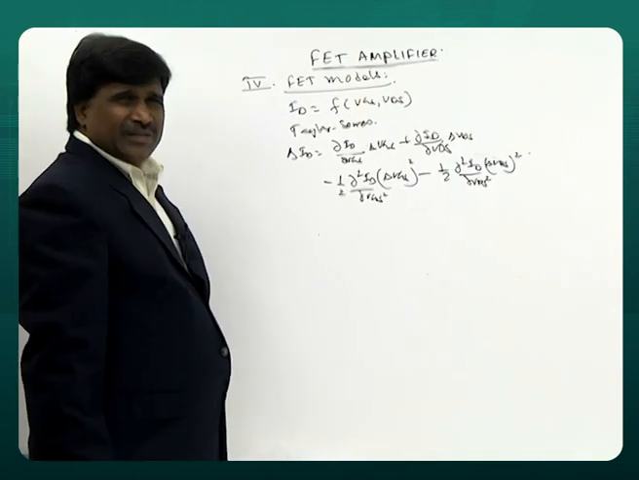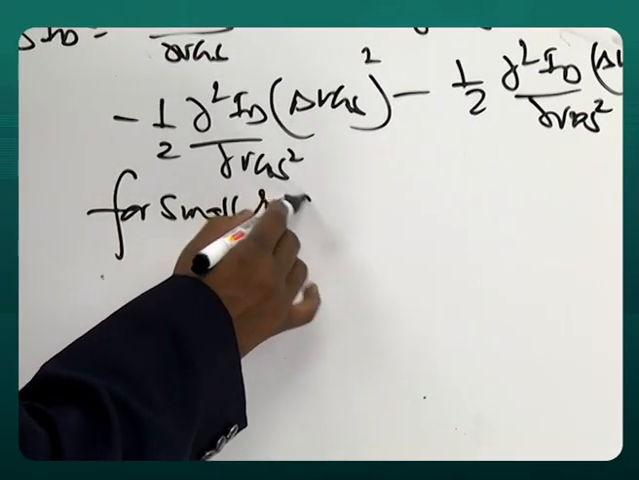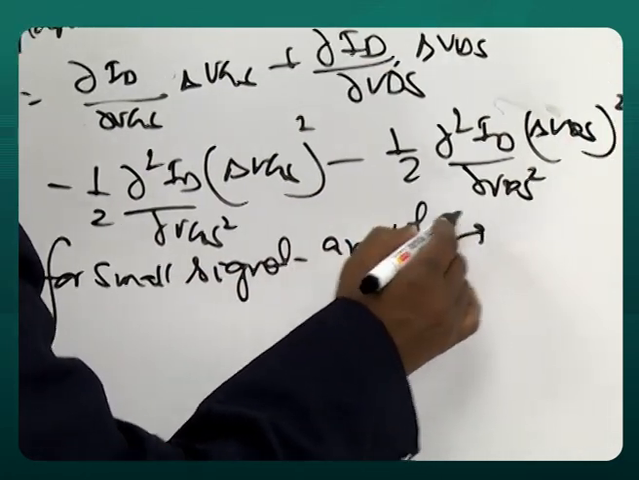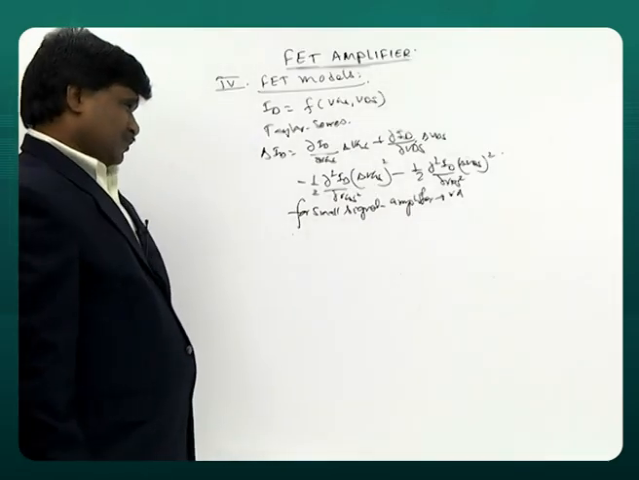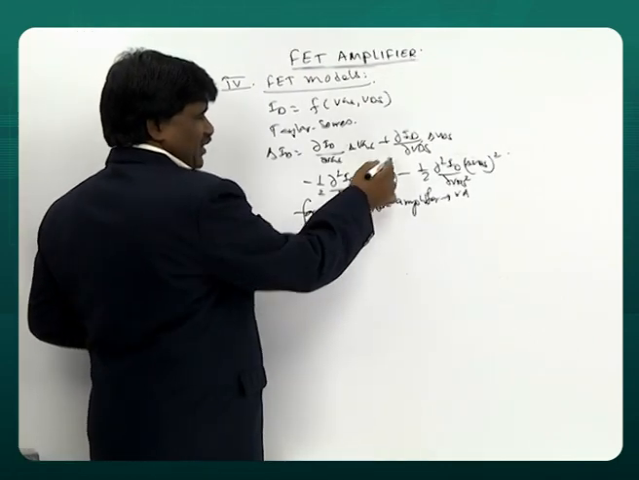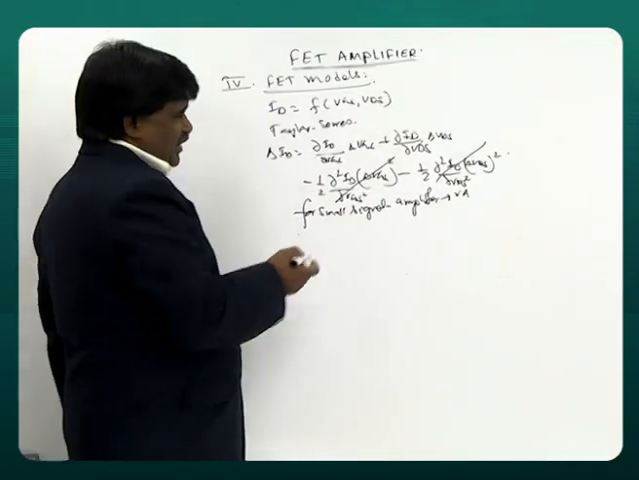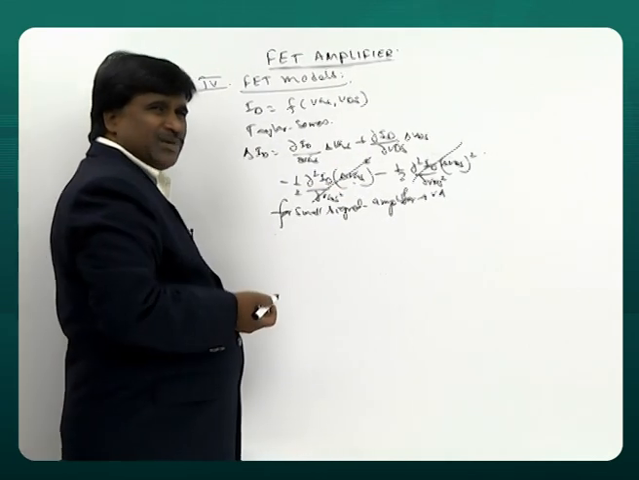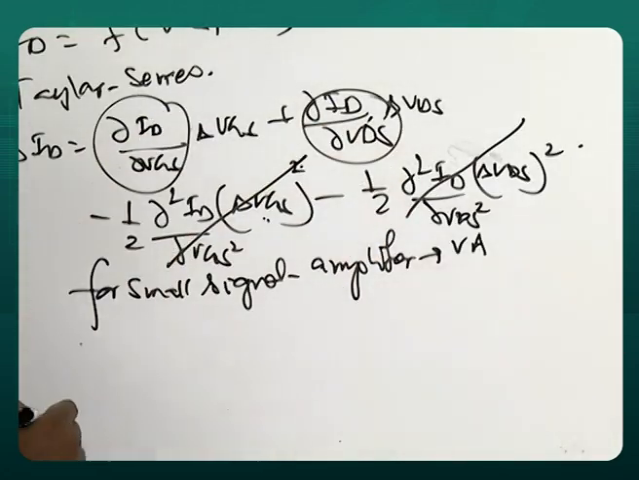What am I saying here? For small signal, we are going to really talk about small signal amplifiers. Small signal amplifier means signal is small, that is voltage amplifier. For small signal amplifiers or voltage amplifiers, the change is small, neglect this. Neglect this. For example, if the change is small, square is much smaller. Then you are left with only this and this.